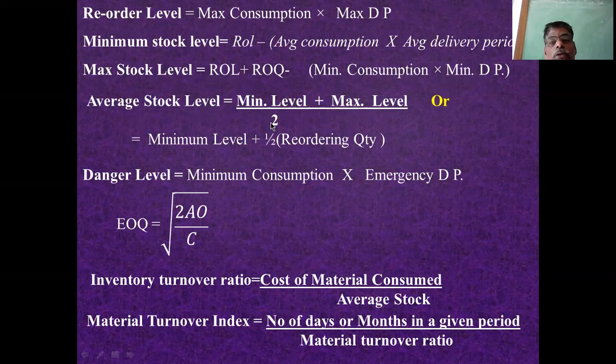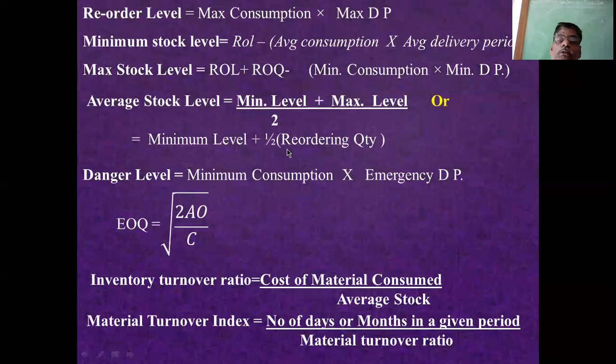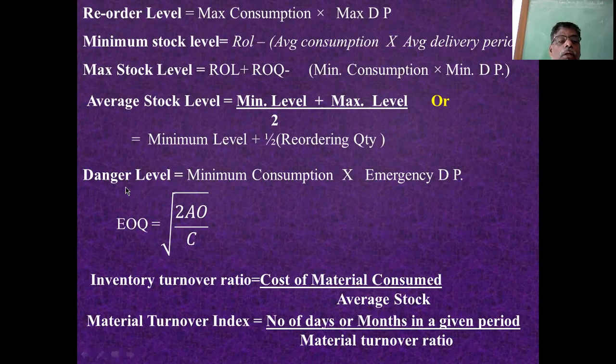You apply this equation. If information is not available, then average stock level is equal to minimum stock level plus half of EOQ, economic order quantity. You apply this according to availability of information. Then danger level. Danger level is equal to minimum consumption into emergency delivery period. You multiply this, you will get the danger level.